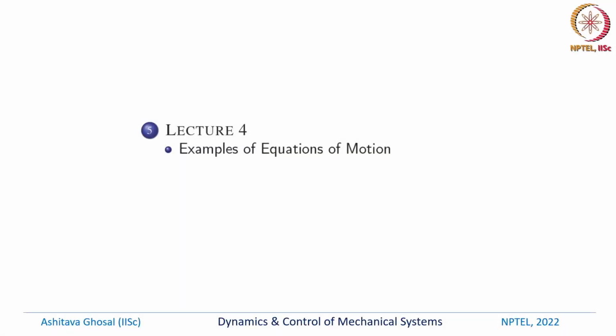In the last two lectures, we have looked at how to obtain the equations of motion of multibody systems using the Newton-Euler formulation and the Lagrangian formulation. In this lecture, we will see several examples of equations of motion derived using the Newton-Euler formulation or the Lagrangian formulation.